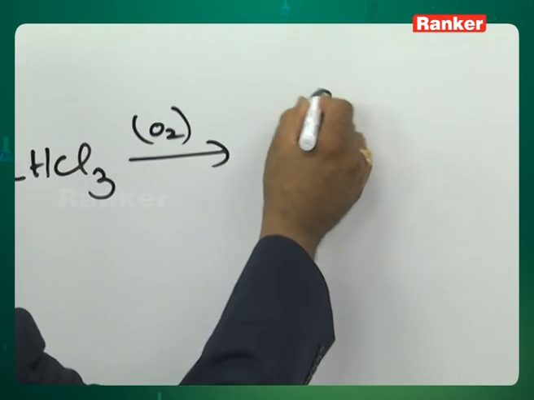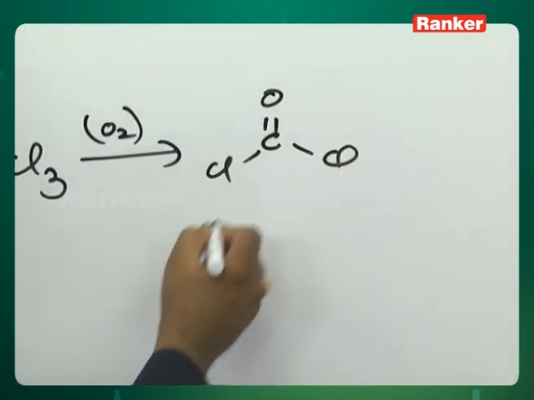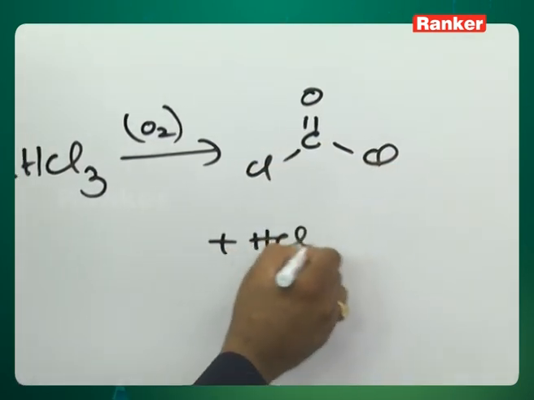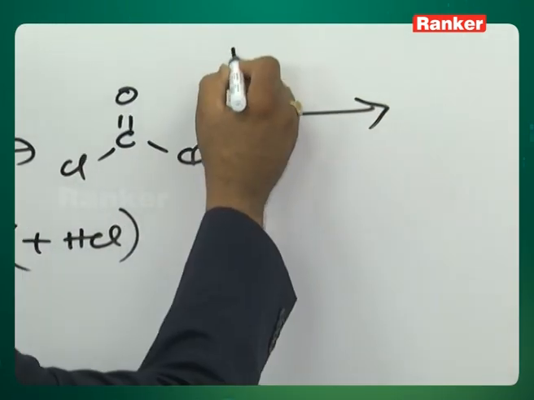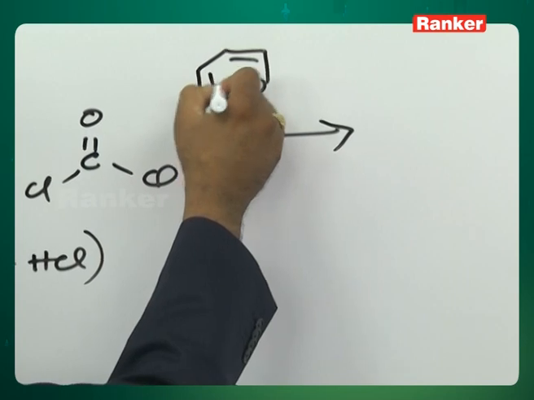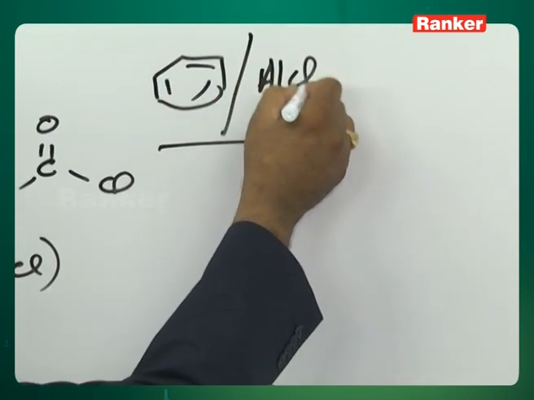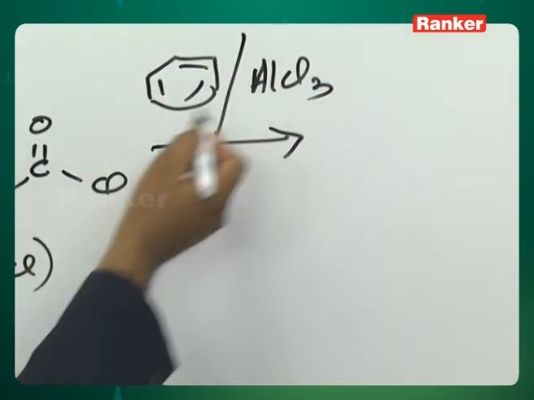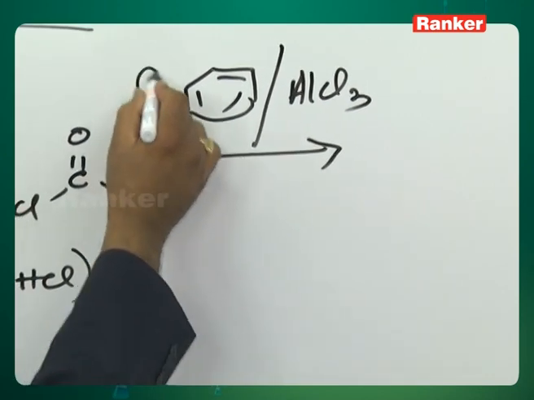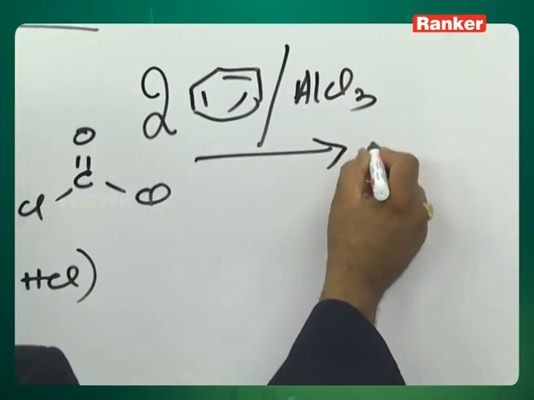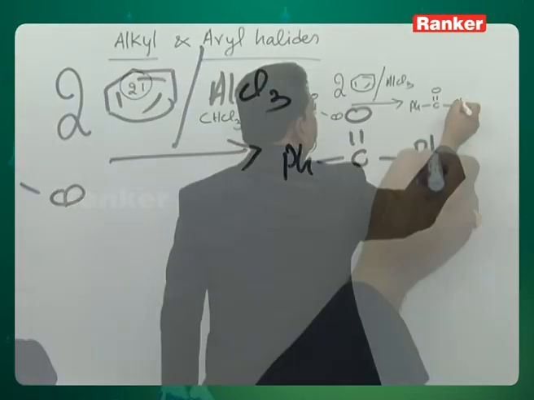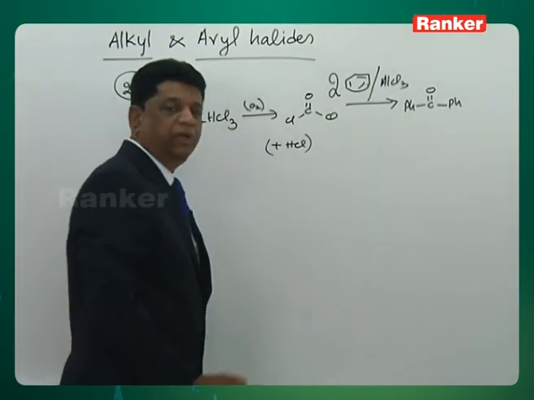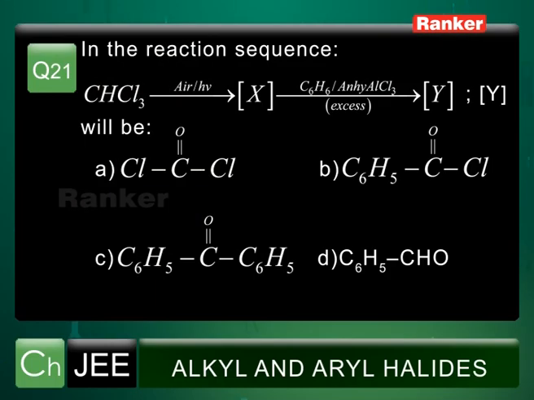It will be oxidized first, and it also forms HCl, but we are not worried about this one. So the phosgene is treated with the benzene in presence of the anhydrous aluminum chloride. The aluminum chloride holds the Cl minus and attacks like this. So two benzenes are involved here. You will get a phenyl, and twice Friedel-Crafts acylation reaction takes place. You will get the biphenyl ketone. That is the answer. So answer C is the right answer.